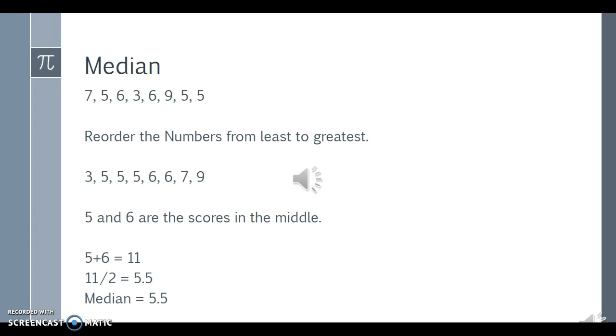If we were using an odd number of values, we can simply use the number that is specifically in the middle. But since we have 8 numbers, an even number of values, we take the two middle values, which are 5 and 6. Then we add those two values together, which gives us 11, and divide that by 2, giving us a value of 5.5. So our median, which is the score that is exactly in the middle of the group of values, is 5.5.